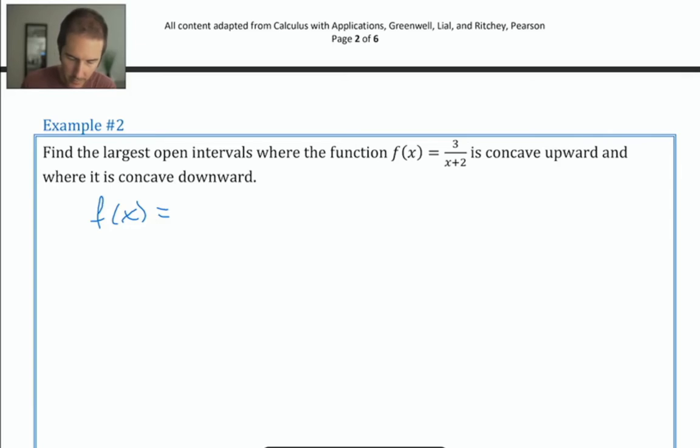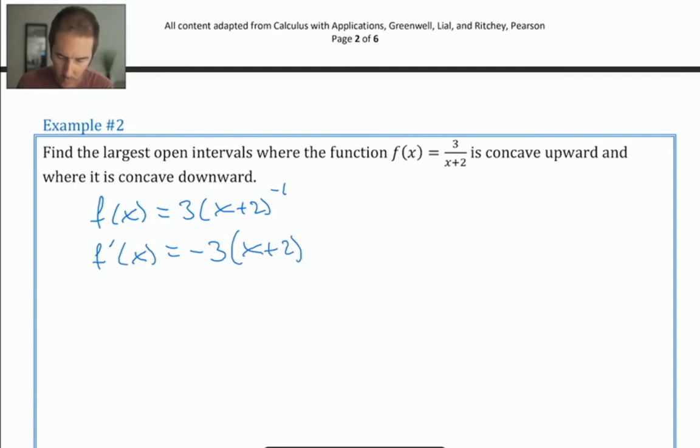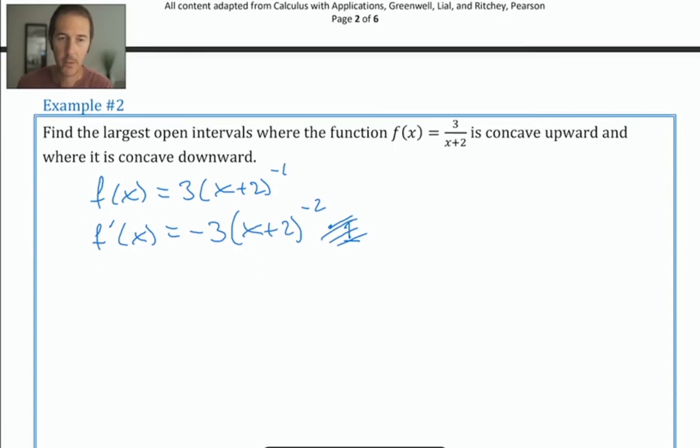Let's rewrite f of x as 3 times x plus 2 to the negative first power. And then we can take the derivative of that using the power rule. I'll take the exponent, multiply it by the coefficient, which makes it negative 3. We'll keep the expression the same, that's an x plus 2. We'll decrease the exponent by 1, and then we'll multiply by the derivative of the inner function, which is x plus 2. What's the derivative of x plus 2? Just 1. So we don't really need that. So that's our first derivative.